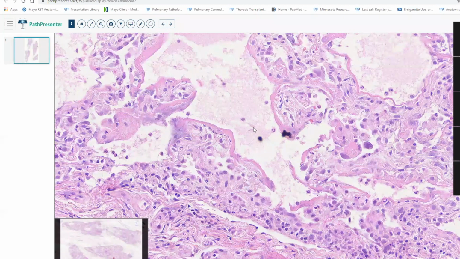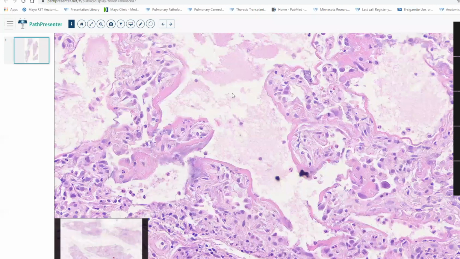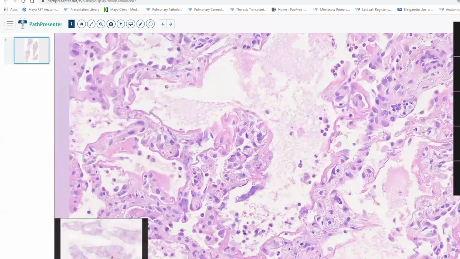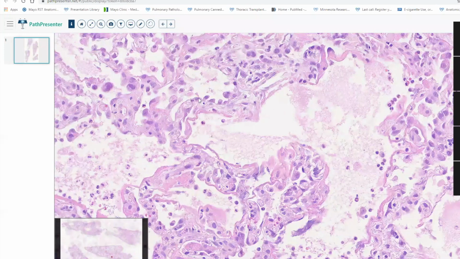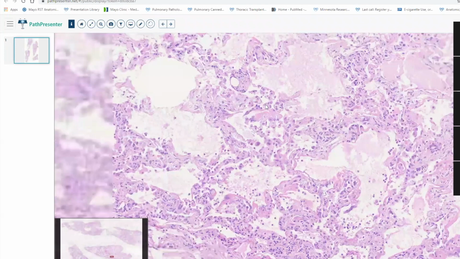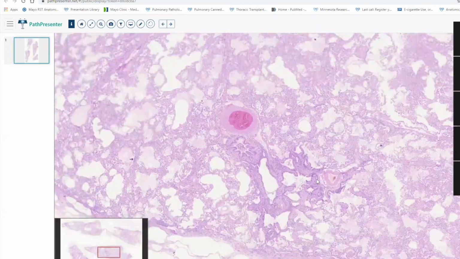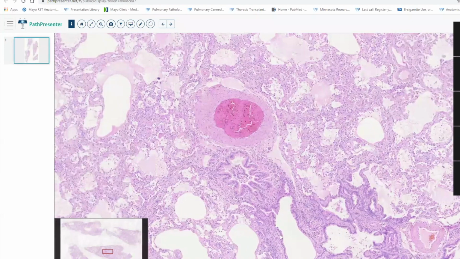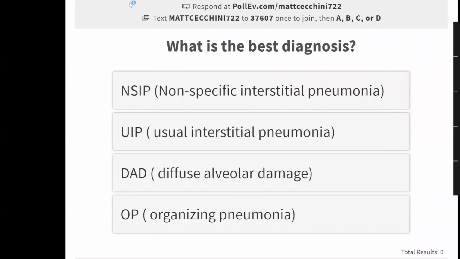So these eosinophilic structures kind of lining these alveolar spaces. And then we also have these more cuboidal cells, these reactive appearing type 2 pneumocytes. Yes, everyone is on mute. And then we also have fibrin thrombi here as well. So what do you think the best diagnosis is for this case? A, non-specific interstitial pneumonia, B, usual interstitial pneumonia, C, diffuse alveolar damage, or D, organizing pneumonia?